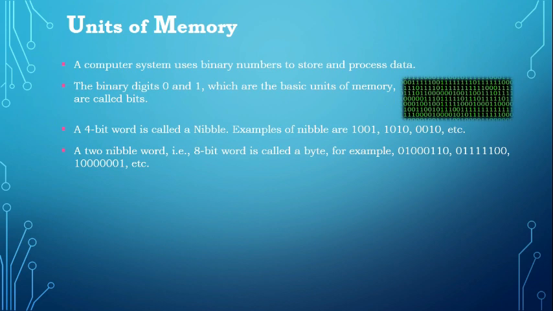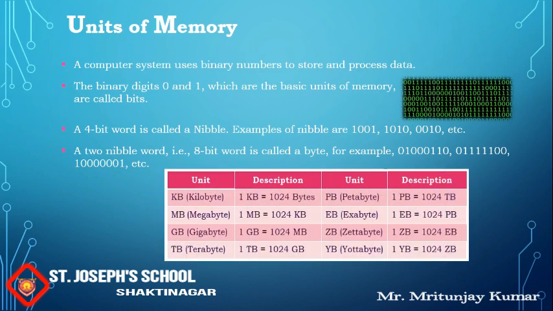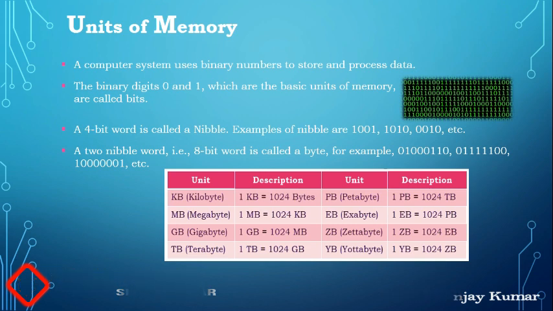Similarly, a 2-nibble word, that is an 8-bit word, is called a byte. For example, 01000110 or 01111100, these are all examples of an 8-bit word called a byte. Like any other standard unit, bytes are grouped together to make bigger chunks of units of memory. Let's see this table. After the byte there is the kilobyte. So 1 kilobyte is equal to 1024 bytes.